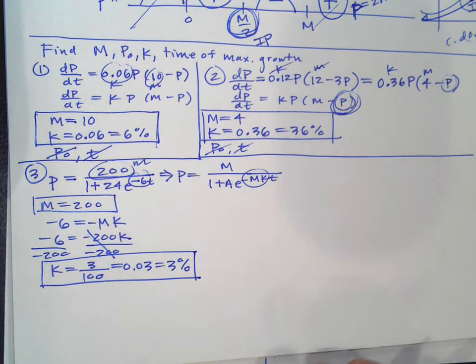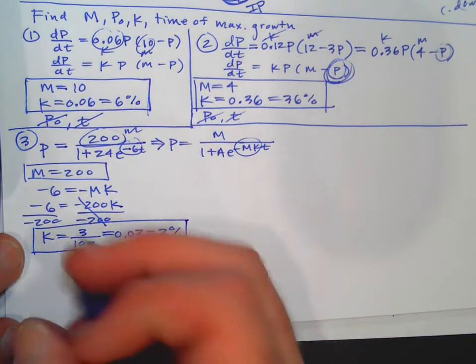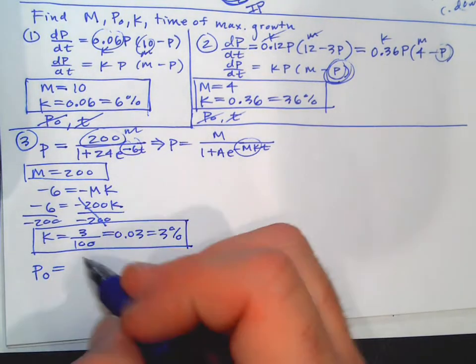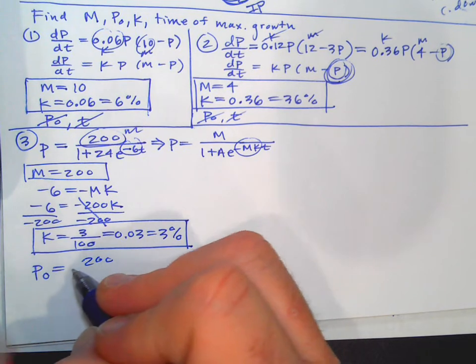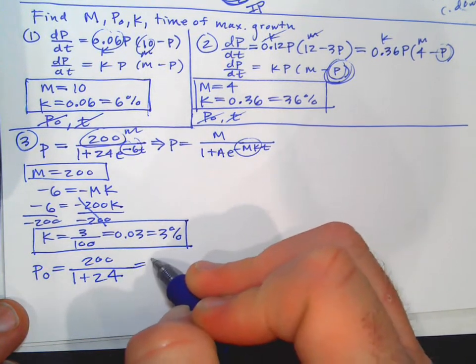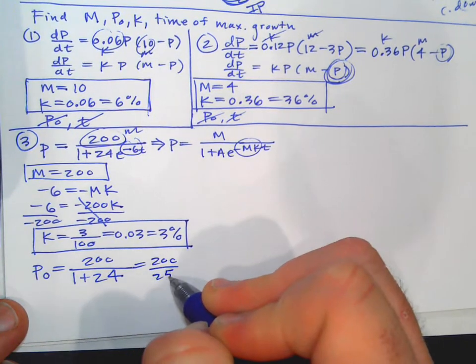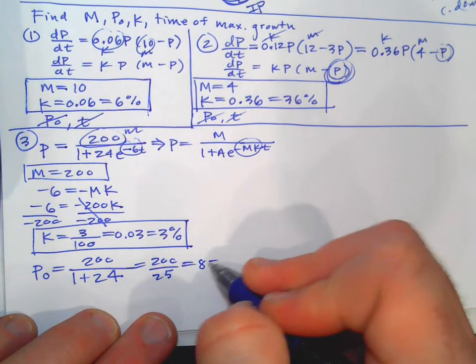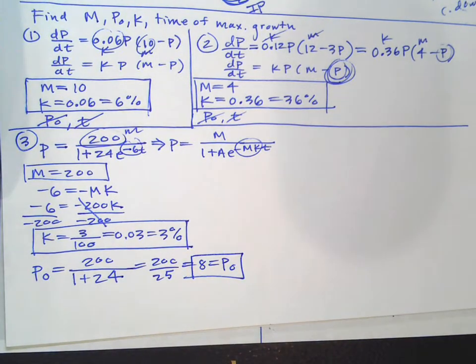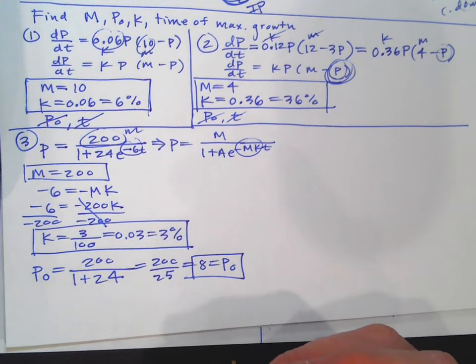The initial population is easy because it's just the population at time 0. So you just plug 0 into this and you get 200 over 1 plus 24. So you get 200 over 25. So we just get 8 for the initial population, right? Instead of trying to memorize the relationship between A and N and the initial population, that's a ton of extra work that you're probably going to screw up, and you just plug time 0, and that's easy.